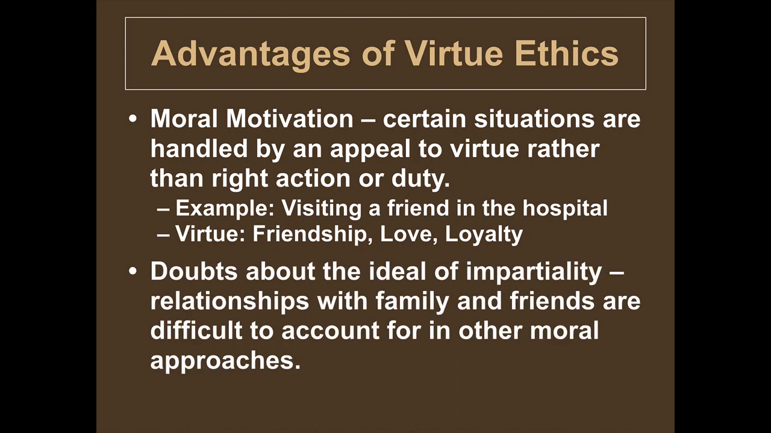The other advantage that virtue ethics has is that it relieves some of the doubt about the idea, or it plays into the idea that we really don't act impartially. So relationships with family and friends are difficult to account for in other moral approaches. It doesn't seem the right way to characterize, say, your relationship with a spouse or a child as a utility relationship or a duty-based relationship or something like that, right? That's not how we generally view those relationships. So I don't prioritize my children over other children because it just so happens that prioritizing my children maximizes overall utility in some way. And if it didn't, I would prioritize someone else's kids. It seems that no, we are actually partial to individuals.